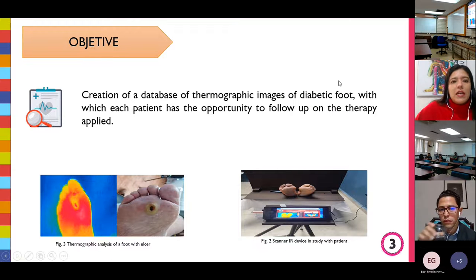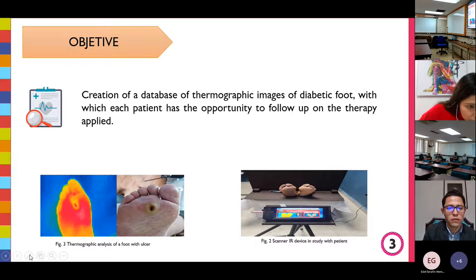The objective of this project is the creation of a database of thermographic images on diabetic foot, with which each patient has the opportunity to follow up on the therapy applied. As we can see, we have some images. One of them is an infrared image, and the other one is a normal image where we can see the distribution of temperature. And in this case, in figure 2, we can see the patient in the study.